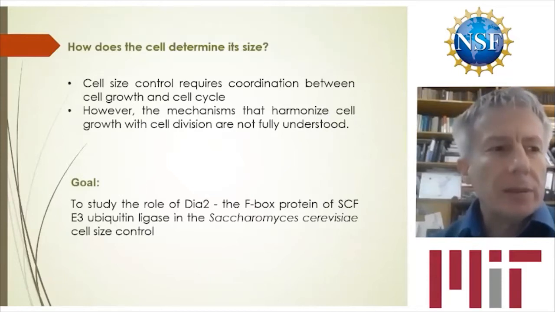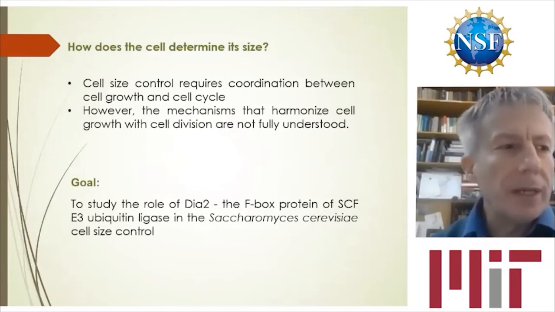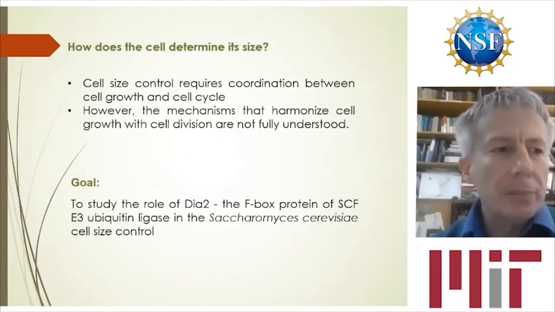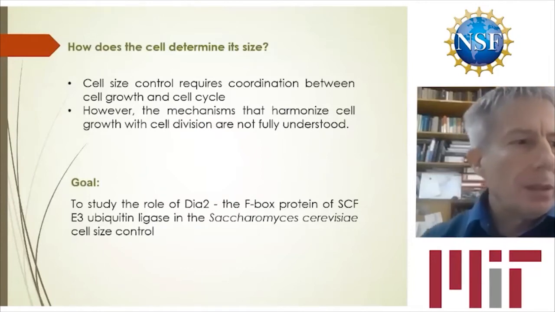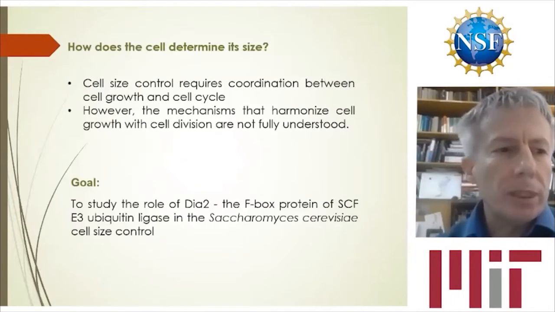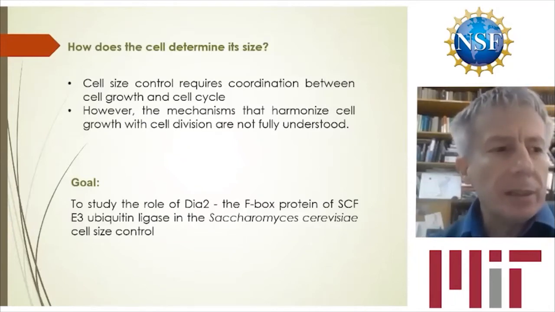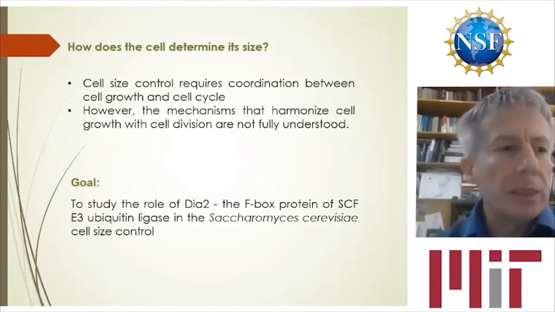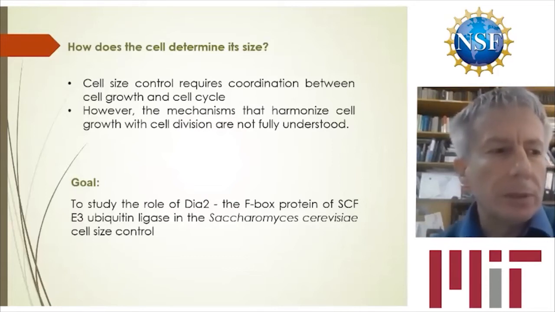Cell size affects a cell's physiology in key ways because it determines the scale of organelles and the rates of biosynthetic processes. Unicellular organisms such as budding yeast typically vary little about their mean size, suggesting the existence of mechanisms for cell size control. Cell size control requires coordination between cell growth and the cell cycle. However, the mechanisms that harmonize the cell's growth with cell divisions are not fully understood.